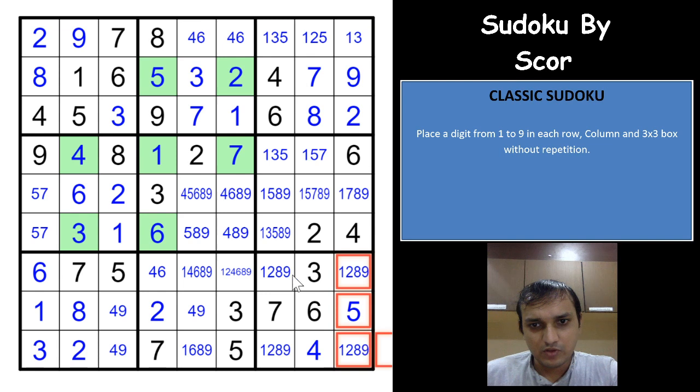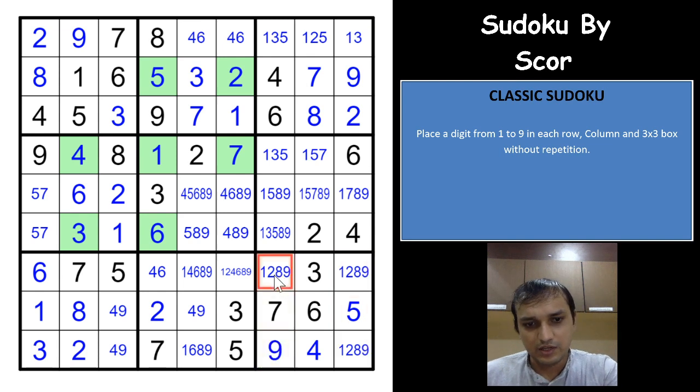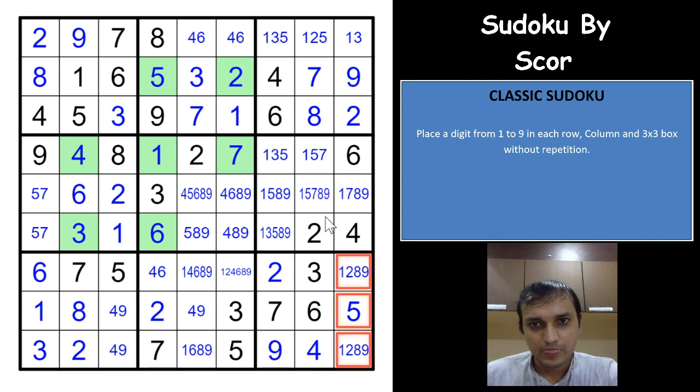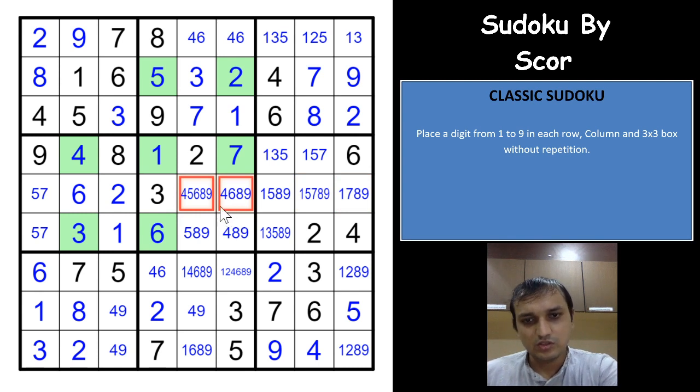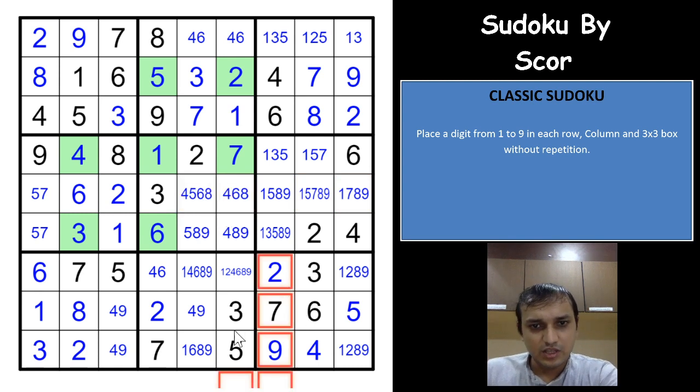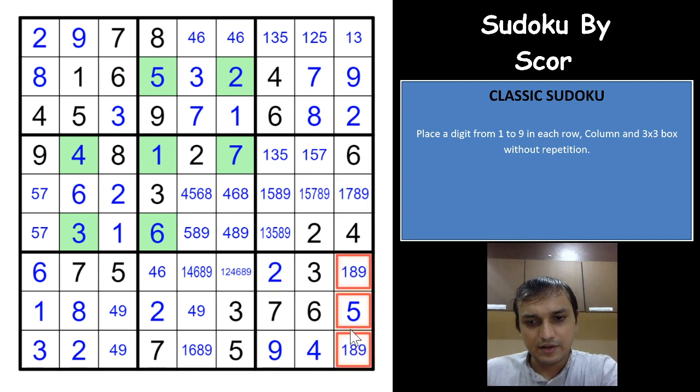2 and 9 would have to be in one of these two cells. So this becomes a 9 and this becomes a 2. You have 1 and 8 here. 9 would have to be in one of these two cells, right? So that eliminates 9 from these two cells. I think we made a mistake here in particular. So these become 1 and 8, right? That becomes 3 here.